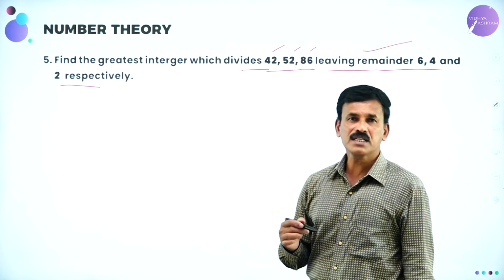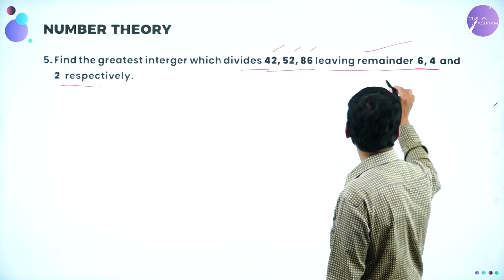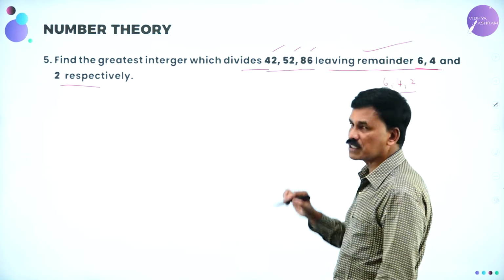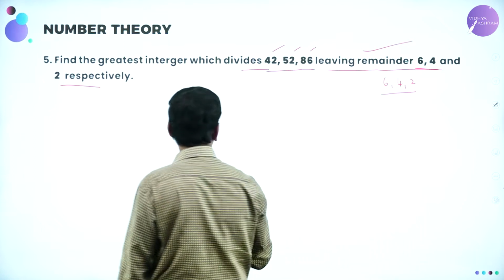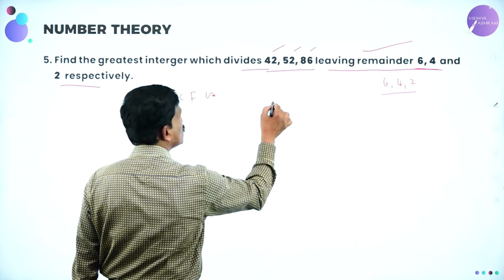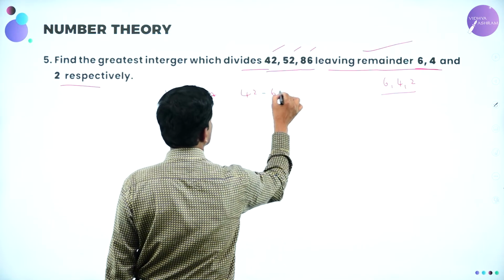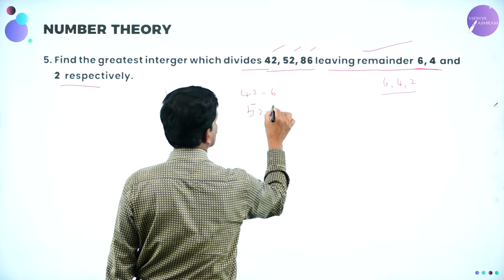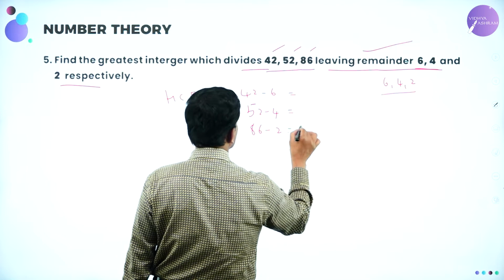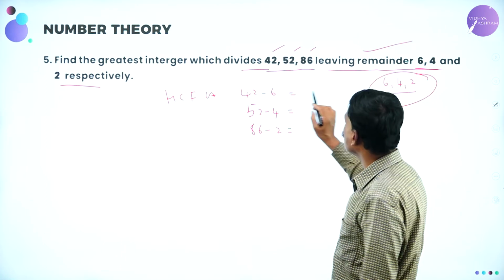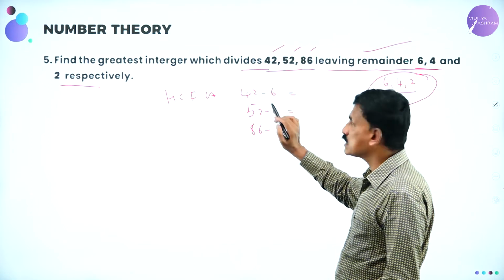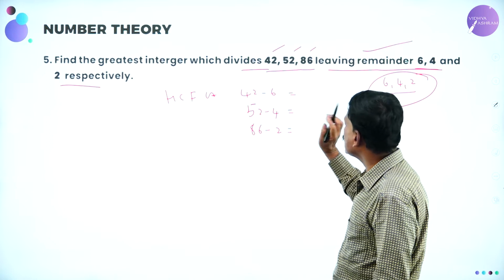Okay. What are the remainders? The remainders are 6, 4 and 2. Subtract these remainders from the given numbers. So first we need to find the HCF of the numbers 42 minus 6, 52 minus 4 and 86 minus 2. So 6, 4, 2 are the remainders. Therefore subtract 6, 4, 2 from these numbers: 42 minus 6, 52 minus 4 and 86 minus 2.